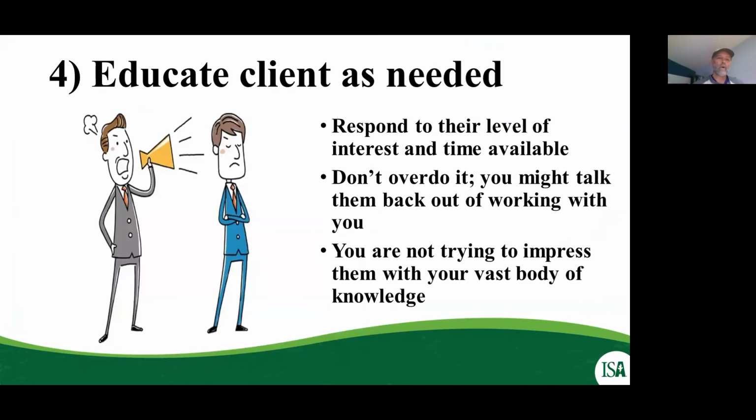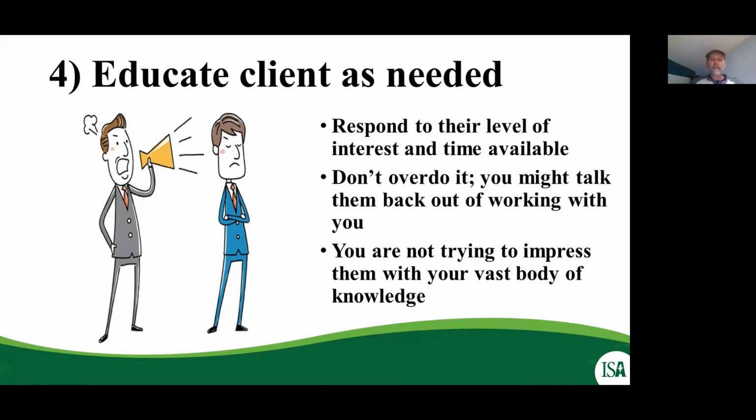So once they've opened that door or not, then your next step is to educate the client as needed about the things you're noticing, or the things you might recommend for them to apply in the health triangle. Managing the cultural practices or doing soil remediation, whatever the case might be. But you're responding to their level of available time and interest, and not overdoing it, because in my role in coaching, mentoring new consultants, that's a lot of what I do.